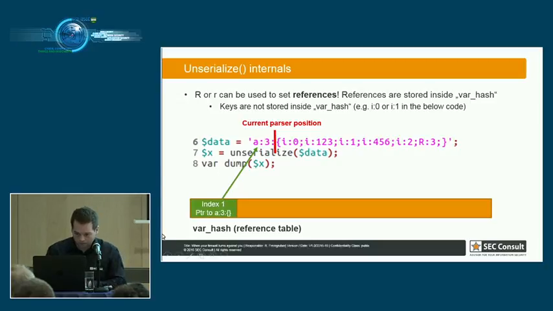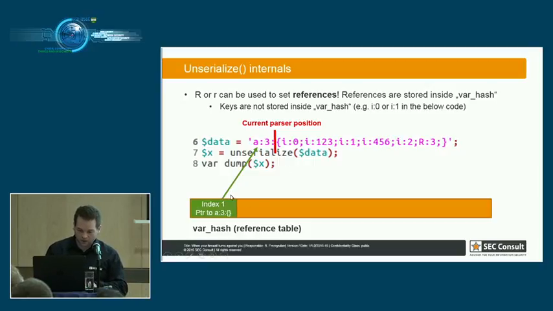If I take this serialized string here and want to call unserialize on it, so I want to get objects back from it, internally PHP will scan the string. So as soon as it comes here, it says, okay, it's an array. Then we have here a reference table. It's an internal reference table. It's called var_hash internally, which just stores all the references to implement the referencing stuff.